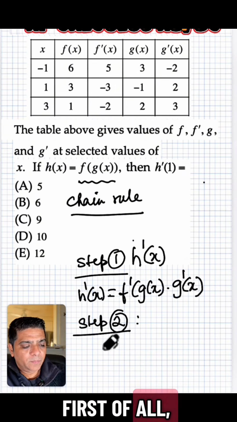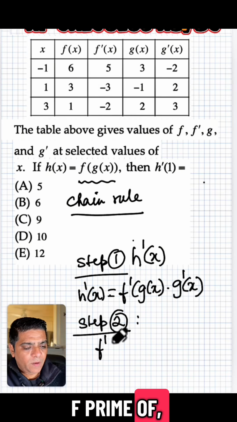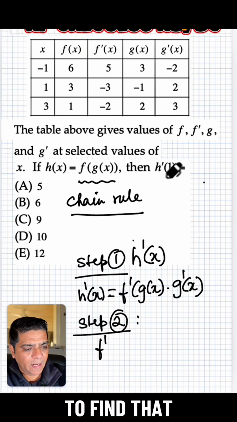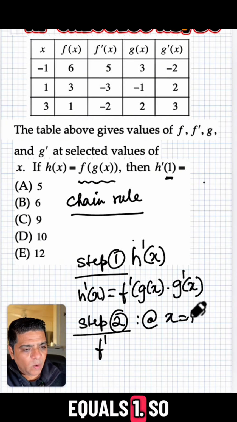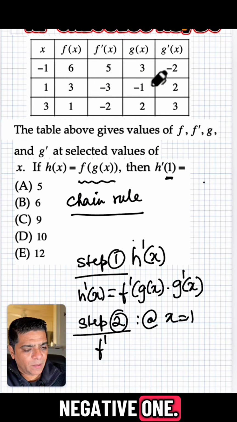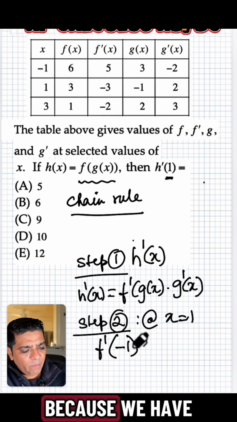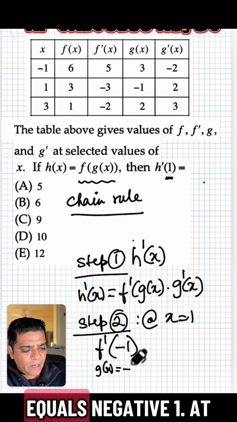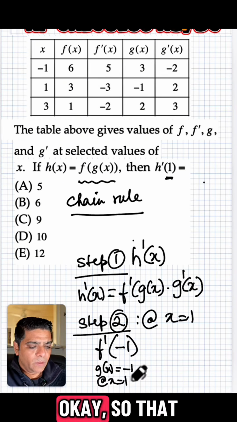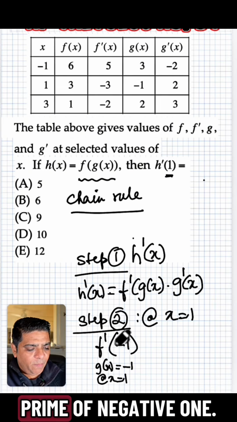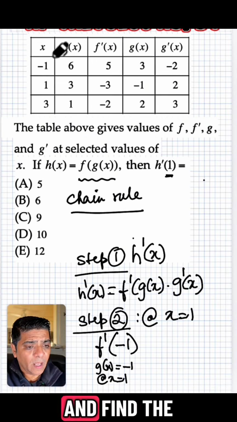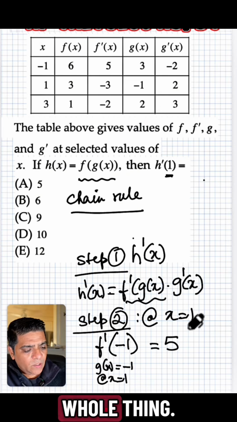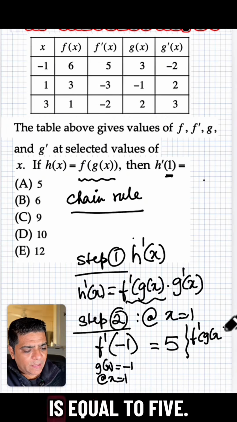First of all, f prime of g of x. So what is g of x? Let's go here and see g of x, and we need to find that at 1. So at x equals 1, g of x is -1. Okay, so I just write here g of x equals -1 at x equals 1. And then what is f prime of -1? So let's go to -1 and find f prime of x is 5, so that is equal to 5. Okay, so this whole thing, f prime of g of x, is equal to 5.